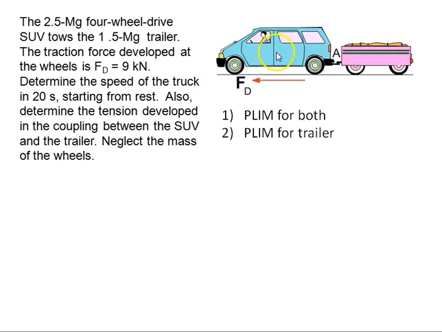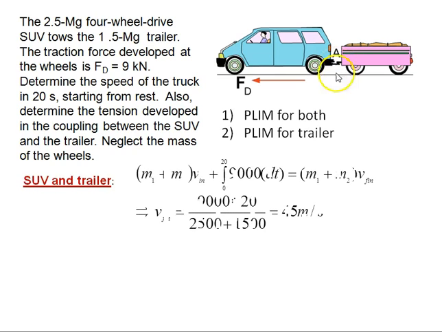That is, in case 1 we consider the system to be the assembly of this SUV and the trailer. In the second case we consider only the trailer to find the tension in the coupling. We'll do that real quick, and you'll see that PLIM is really very handy. So for both of these together, you have initial momentum. Momentum is mass times velocity. Mass is the mass of SUV plus the mass of trailer, m1 plus m2, into initial velocity, which is 0 because they are starting from rest, and the impulse of the force.